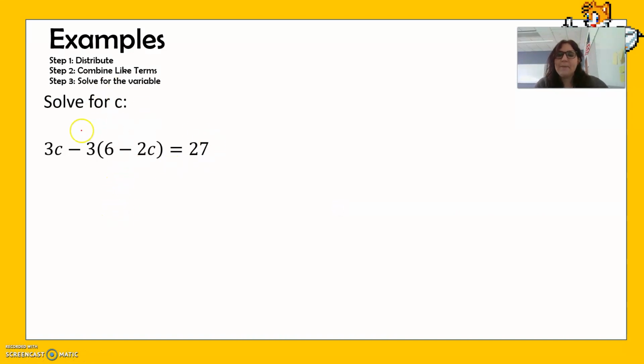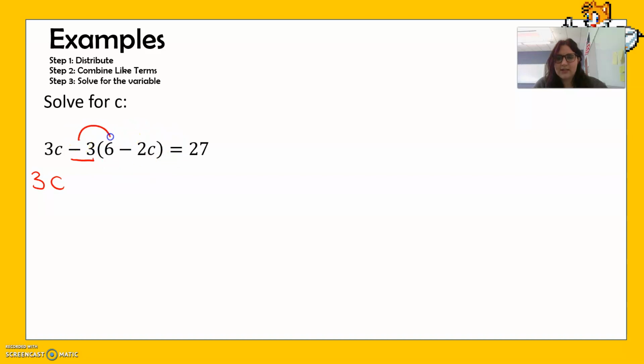So here's an example that looks more complicated, but just keep your steps in mind, one step at a time. You don't need to look at all of it at once. So step 1 says to distribute. I can already see here that I have a -3 I can distribute. So my 3c, there's nothing going on over here, so that can just stay. Now I have a -3 that I can distribute over this.